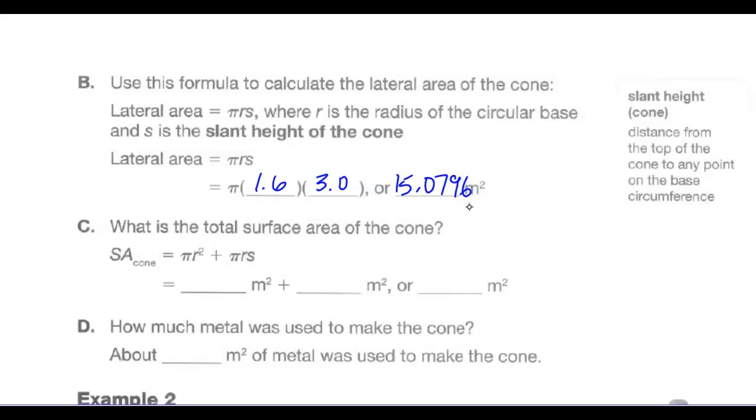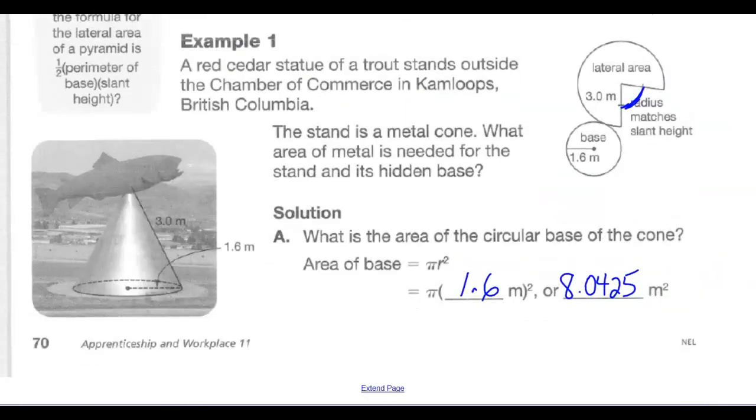15.0796. What is the total surface area of the cone? And so we add them together, right? So this will just copy out here. I'm going to have to go back and look at the previous. That was 8.0425.